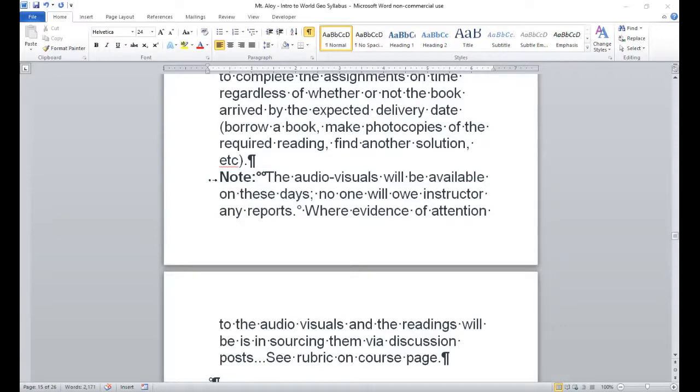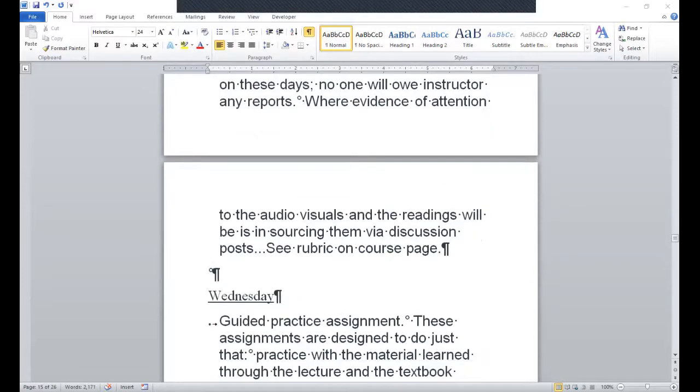Where evidence of attention to the video, to the audio visuals, and the readings will be is in sourcing them via discussion posts, and you see the rubric on that. What I'm looking for, you want to get that perfect 10 score. Take a look at the rubric on the discussion posts.